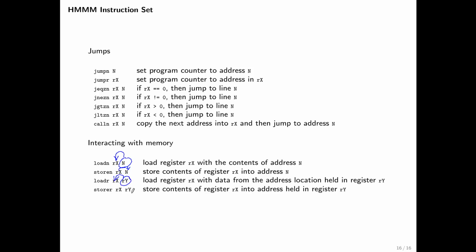And then here, what you do is you store this register value at a location that is given by this register. Okay, so this register has a memory location. It's at that memory location that you store the value of the register Rx. Okay, so that's the entire instruction set for HMMM.